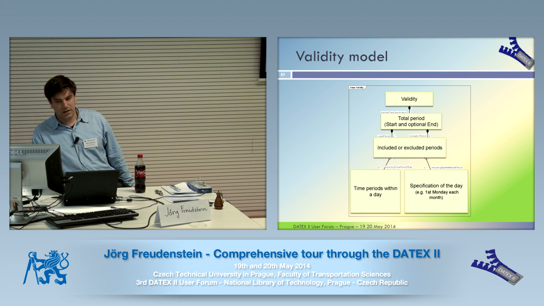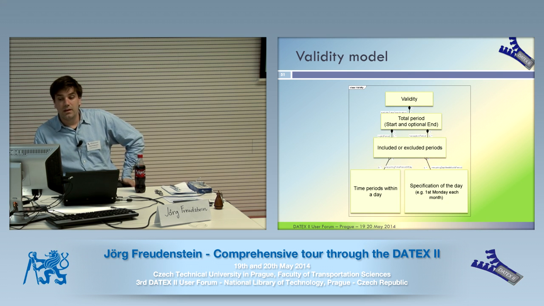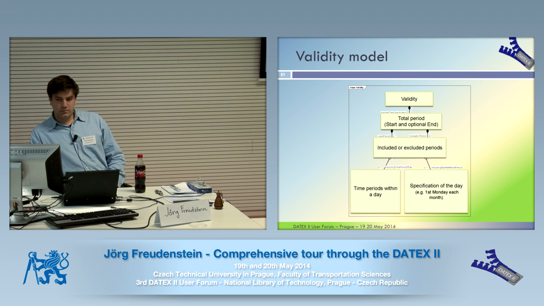The validity model. This was one part of the situation model. So you can specify a validity. You can do it very simply. You can specify a total period where you say, I have a start and nothing else. So that means this is valid. This is possible, and of course you can specify an end when you know something will end somewhere.